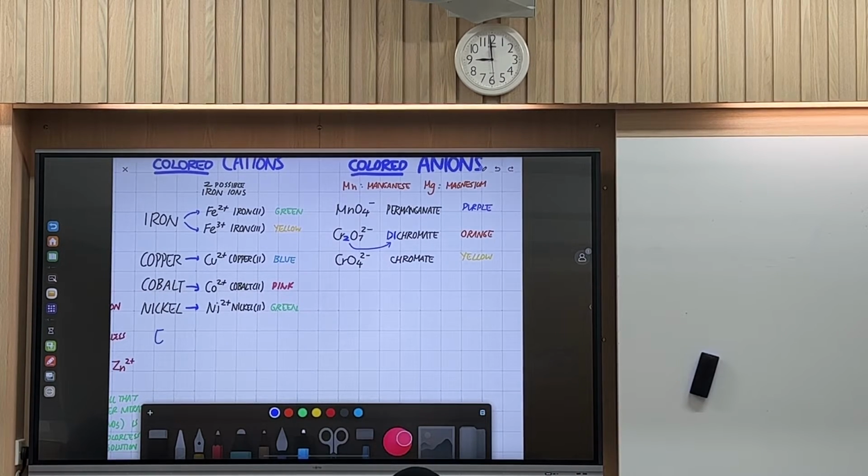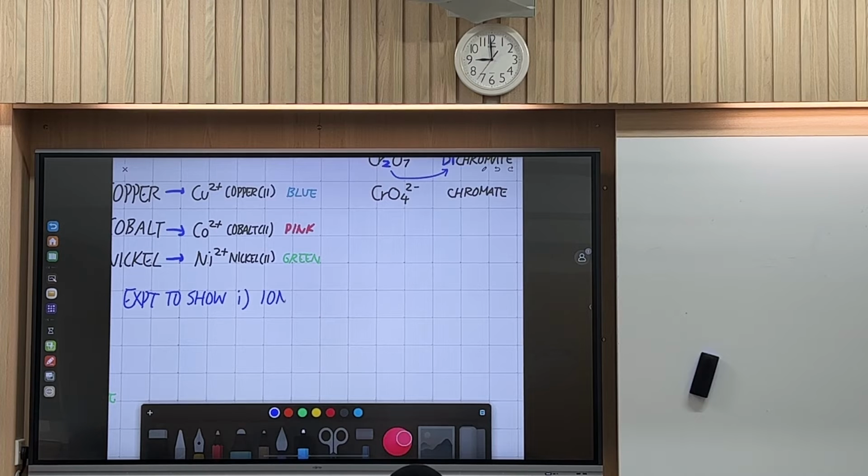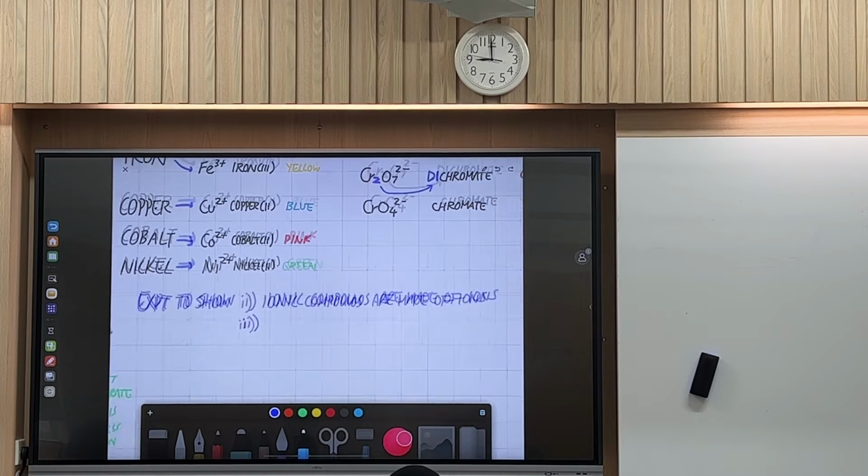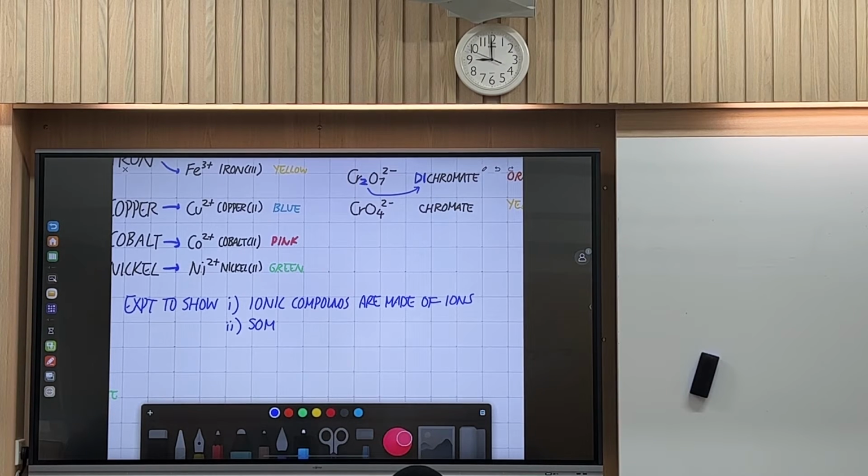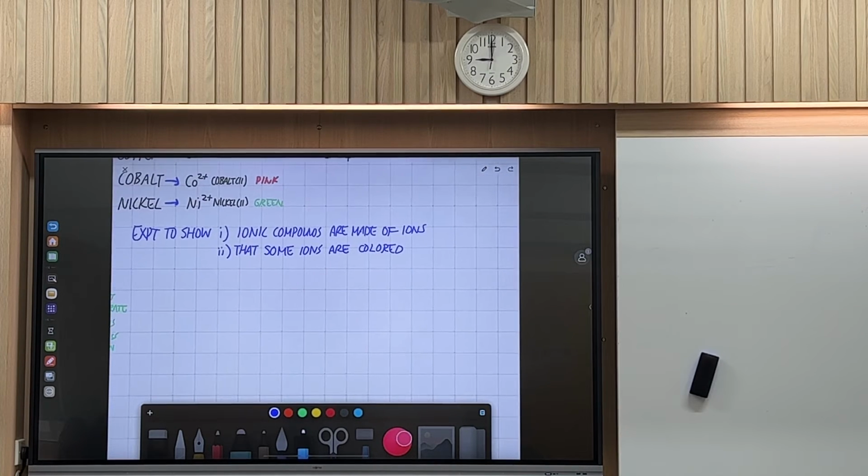we have experiments to show, number one, that ionic compounds are made of ions. So we can show that ionic compounds are made of ions. And the second thing we can show is that some ions are colored. So, an experiment to show that some ions are colored. And for that, we can do an experiment below.